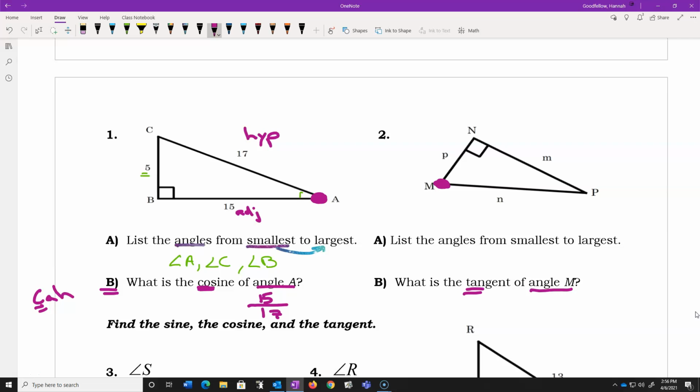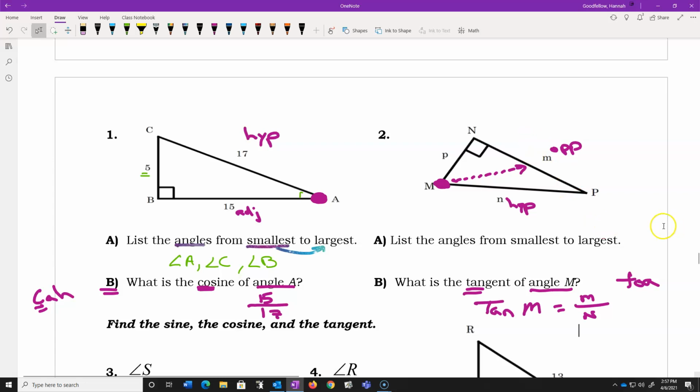Now, if I stand in that spot, tangent is TOA, and we would use a combination of opposite and adjacent. So tangent of angle M would be the opposite. Ooh, that's this guy. He's the opposite. So that'd be M, little m. And the hypotenuse is definitely N. So it'd be M over N. And that'd be your relationship.